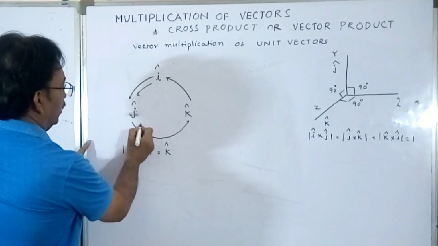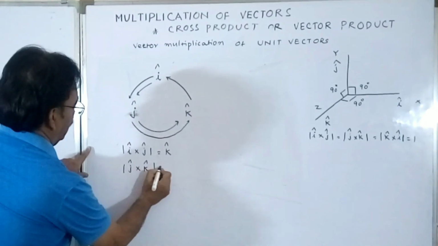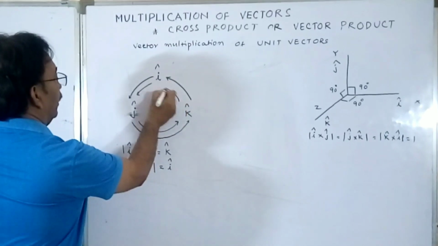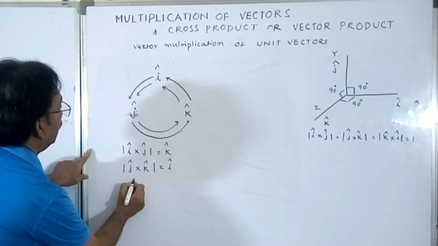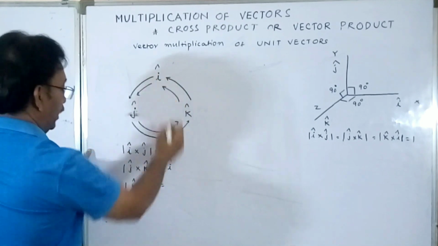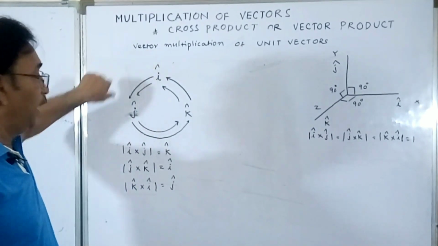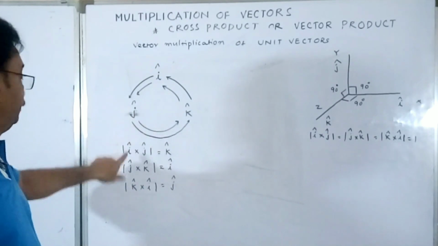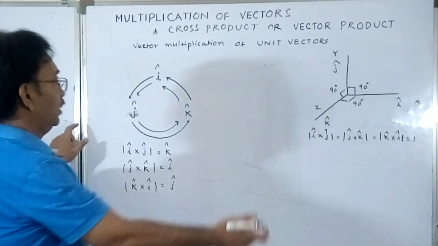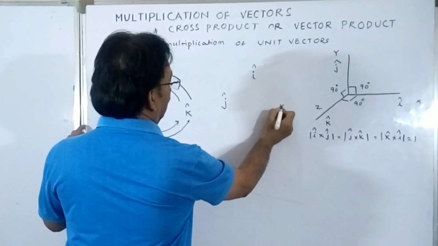Then after, we are multiplying j with k, j into k, to get i, and similarly k cross i is equal to j. That means when the two vectors are multiplied in the anti-clockwise direction, the product is positive. The resultant vector is positive. We are doing the same thing here: it is i cap, again j cap, and k cap.